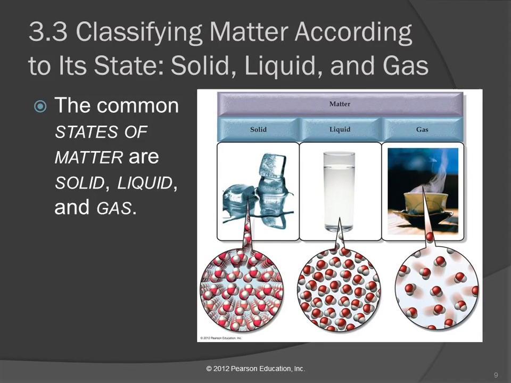We classify matter. Scientists classify stuff. You get all this information and you have to make some sense out of it. And so we classify things. One way we classify matter is by its physical state. Is it a solid, a liquid, or a gas? So these are the three states of matter.